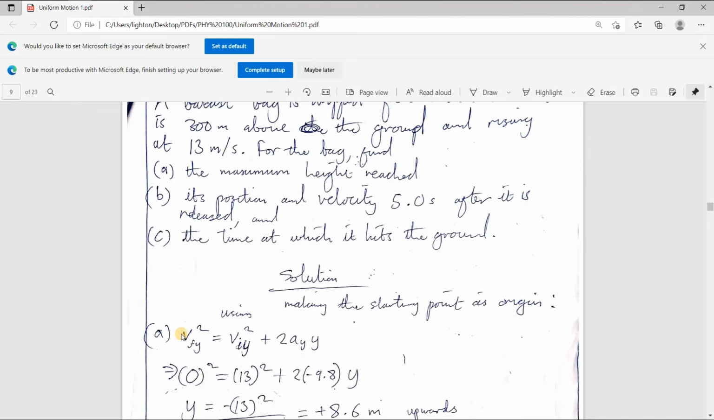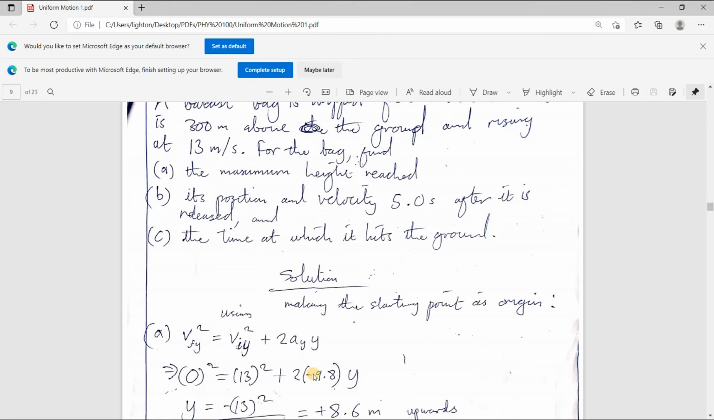So the final velocity at the maximum height will just be 0, right? So 0 squared must be equal to viy squared. Viy, the initial velocity in the y, is just 13 meters per second, because that's the point at which it was dropped. That's the initial velocity before it got to 0. So 13 squared plus 2a, where a is the acceleration, which is minus 9.8.